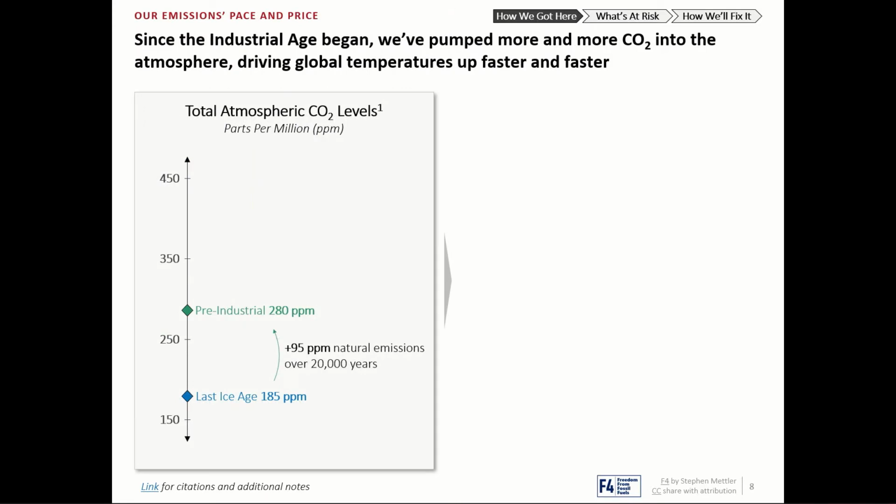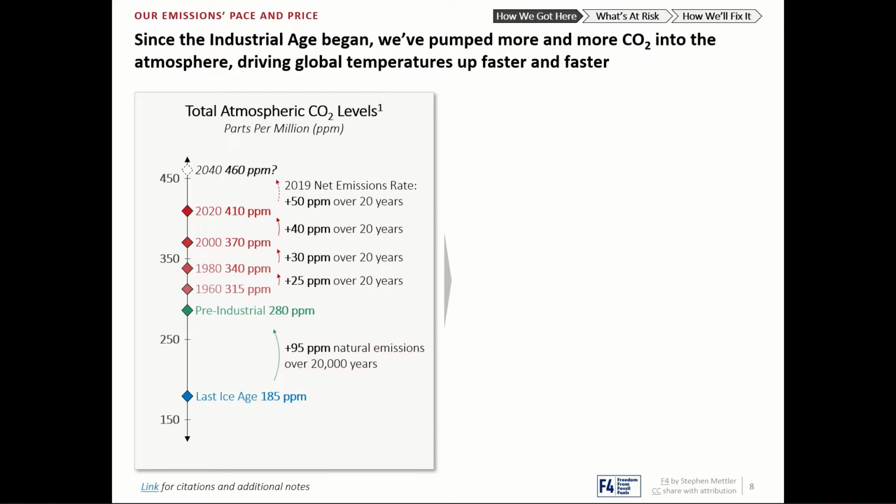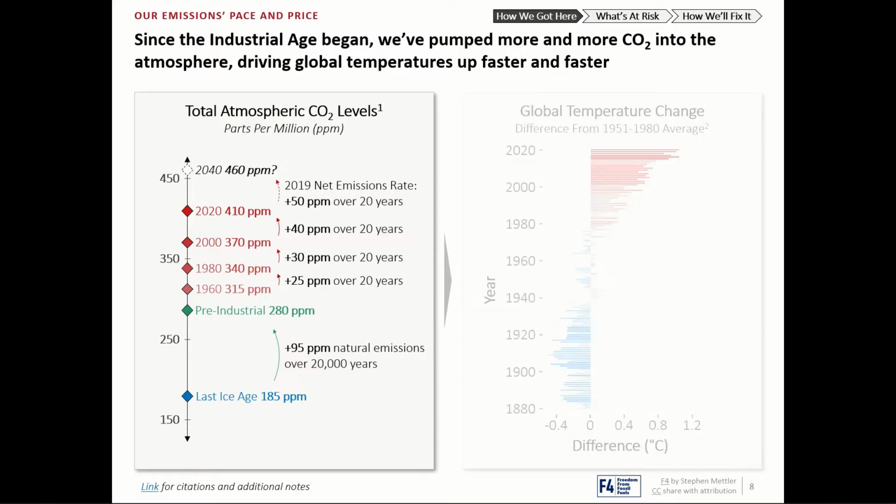So the last ice age to the pre-industrial era involved a rise of about 95 parts per million of carbon dioxide over 20,000 years. And then we have been relentlessly raising it from there to the point where the carbon dioxide level in the atmosphere today is further from the level in the pre-industrial era than that era was from the last ice age, just to give a sense for how huge this impact has been.